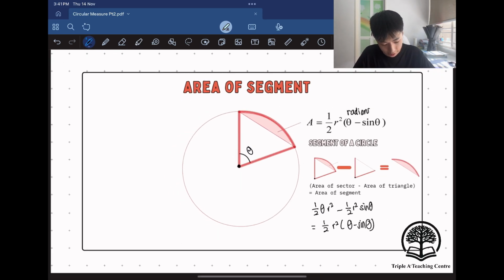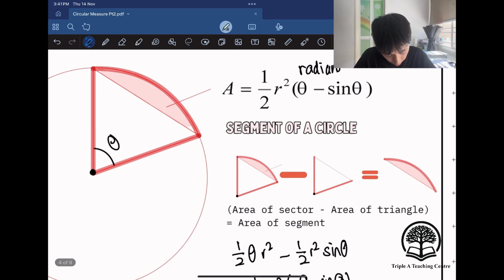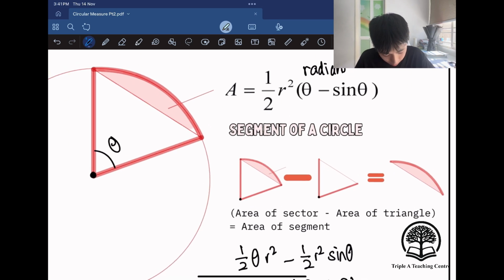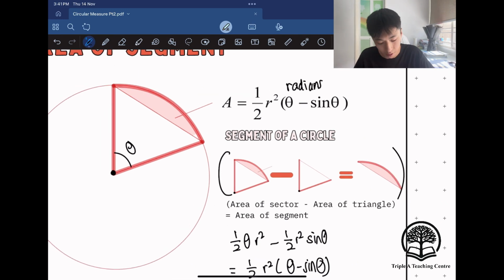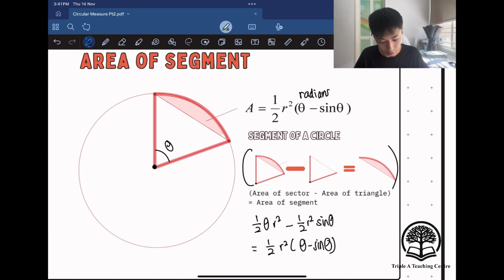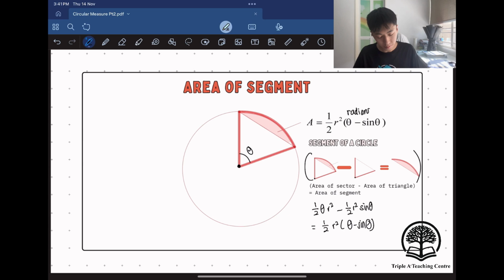Wow! As you can see over here, I have a great visual representation. I took a long time to make this, okay? So please look at it. It took me 10 minutes to draw this out because I believe that by looking at this, it will be easier for you to visualize how to find the area of a segment.